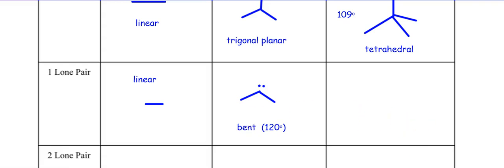Now watch what I do with this next one. So I'm going to start out with tetrahedral, all right? But I'm going to erase one of these, and in its place, I'm going to put a lone pair. So now what is the shape of this? It is trigonal pyramidal. And what happened? The angles went down from 109 to 107. These electron pairs are actually squeezing down those bonds just a little bit to be trigonal pyramidal.